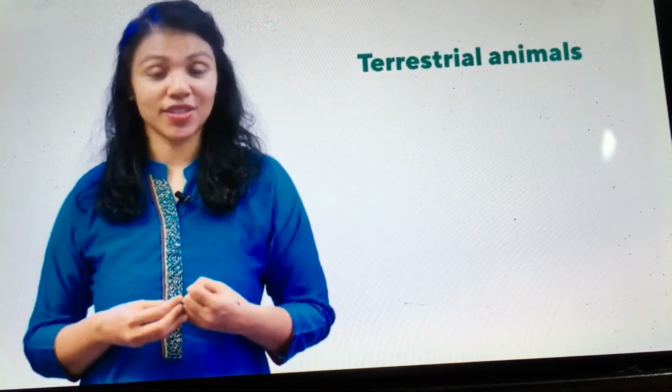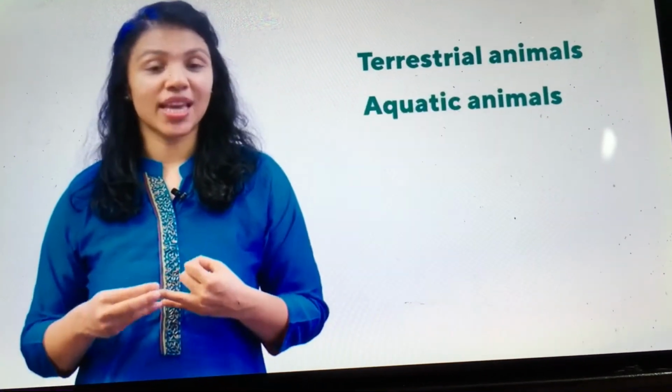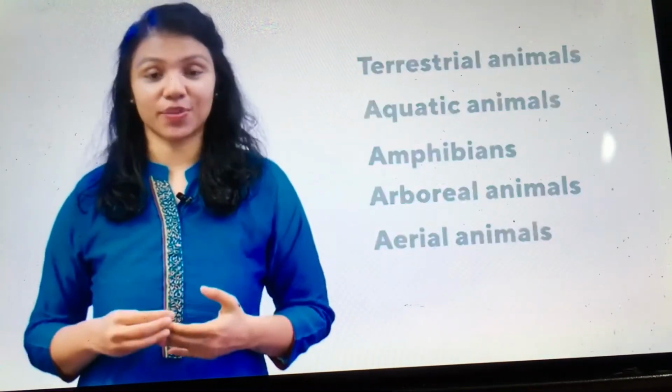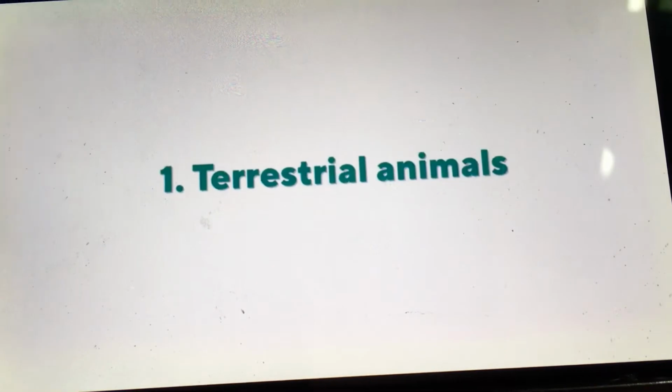Broadly speaking, based on the kinds of habitats, we can classify the animals into these groups: terrestrial animals, aquatic animals, amphibians, arboreal animals, and aerial animals. Let's look at terrestrial animals. Terrestrial animals are those animals that live on land. Their habitat is land. So they have specific adaptations that suit animals to live on land.